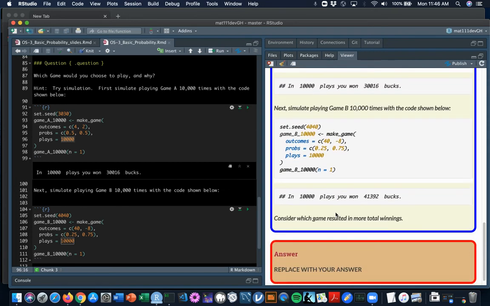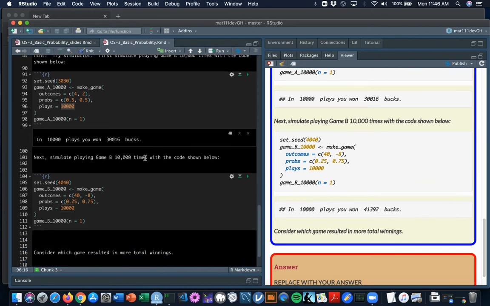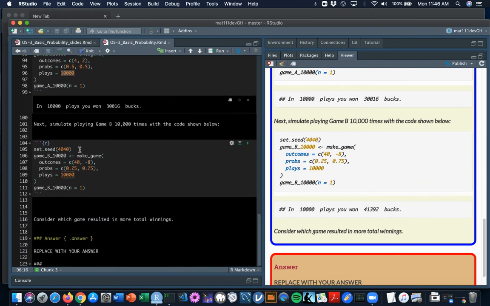And next, simulate playing game B 10,000 times with the code shown below. Okay, and so again, looking over same code here, so we're setting the seed, and then we're using that make game function to set up the game, and then just like we did before, we're playing the game. And so it's going to be 10,000 plays of that game A, and obviously of that game B this time.